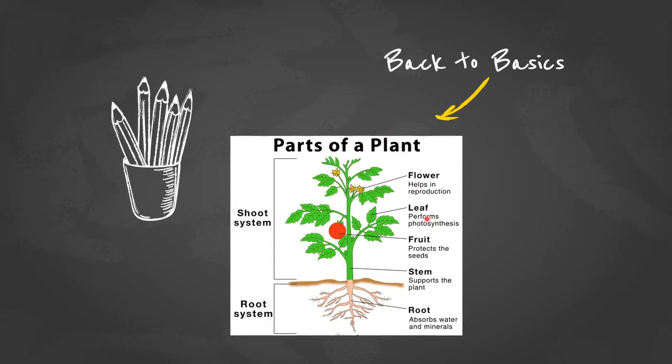Now, we want to look at the stem. The stem is what supports the plant. The fruit is what protects the seeds. The leaf is what performs photosynthesis, which is what we know as the plant's way of making its own food. And the flower is what helps in further reproduction. And then lastly, the root system is what contains the roots. It absorbs the water and minerals from the soil.